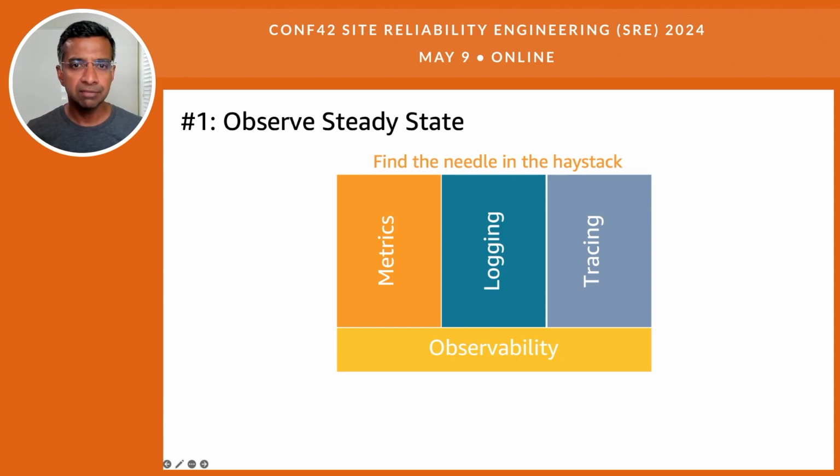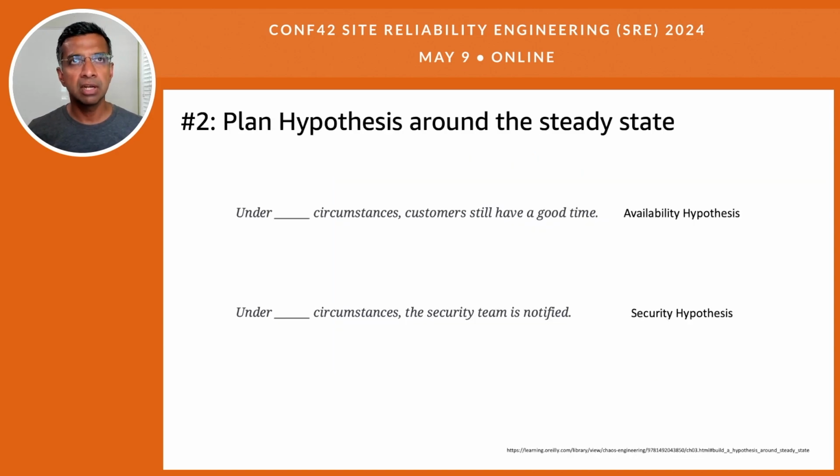Now, once you have the steady state behavior, you can start building your hypothesis around the steady state. Here are a couple of examples of hypotheses around different goals. So if you want to validate the availability of the system, a hypothesis can be under certain circumstances that you want to validate, customer still has a good time, or the application is still available.